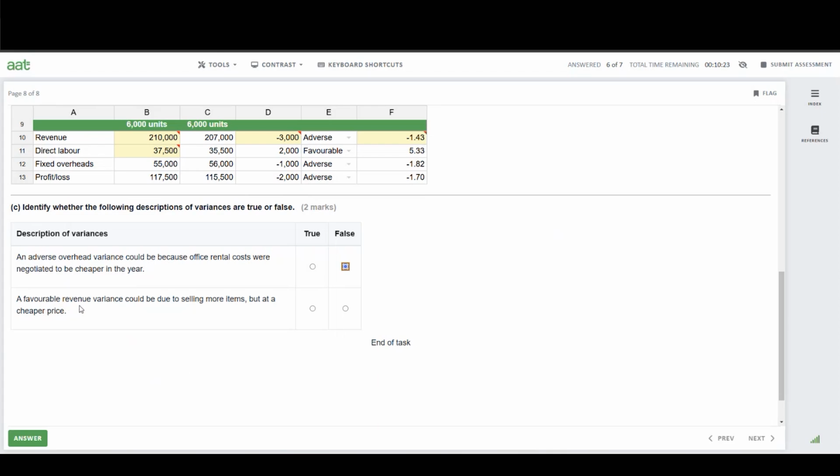And then finally, a favourable revenue variance could be due to selling more items, but at a cheaper price. Well, yes, if you sell enough, even if they're cheaper, you could still end up with a favourable revenue variance, couldn't you? So that's true.